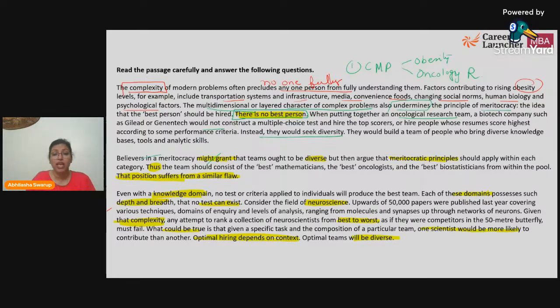What an interesting passage we have. So we are talking of the complexity of modern problems and saying there's no one person who can fully understand them. So you have to have mixed teams. There are no best persons. You have to bring diversity. And then he says, somebody who says that I believe in meritocracy will say, okay, have diversity, but within those, get the best. But there's again a problem, because within a knowledge domain also, can you really select the best? No. So there is that problem of choice.